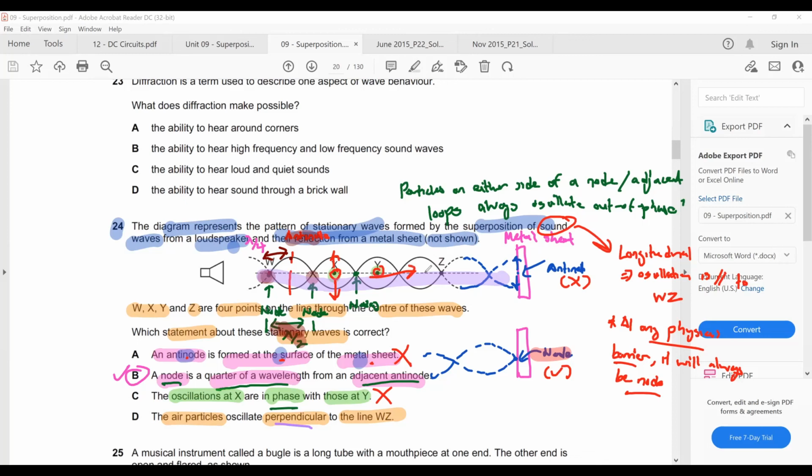Let's just say this is the direction of your wave. They're saying the particles are oscillating perpendicular to it. This one is wrong, because it's a sound wave. If it's a sound wave, it will always oscillate parallel to your direction of wave travel, or in other words, parallel to your WZ. So this one again is wrong. So the correct answer is D.